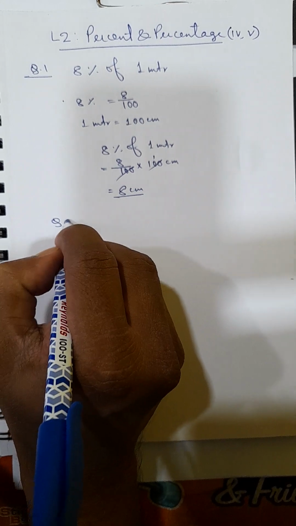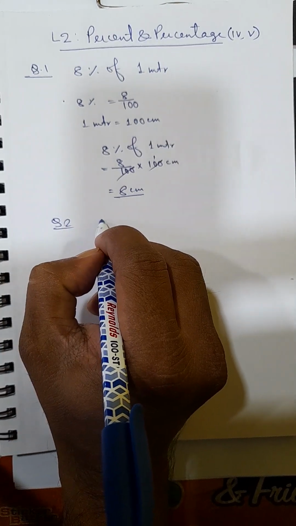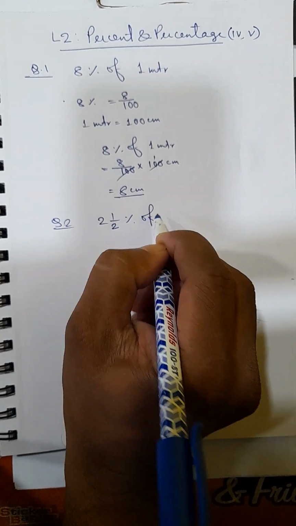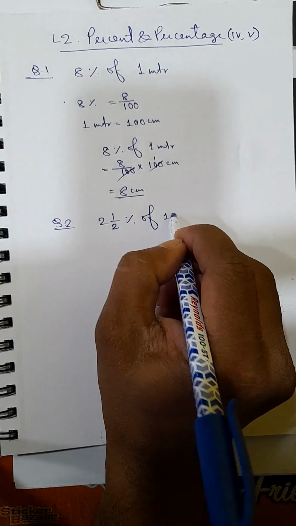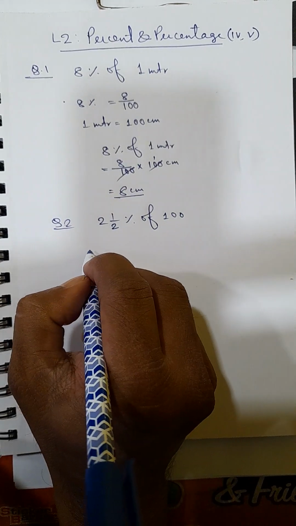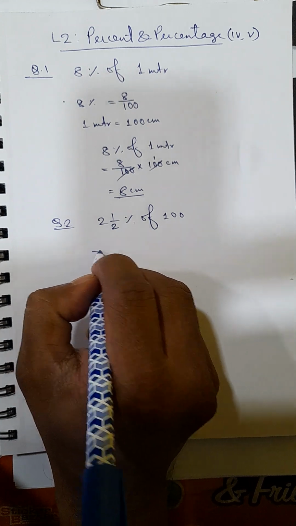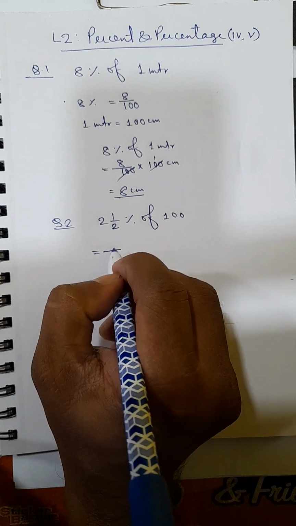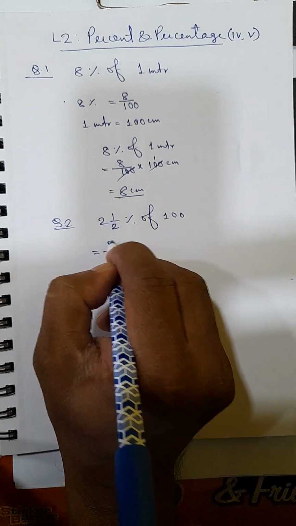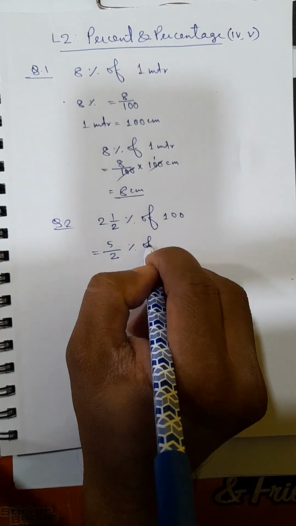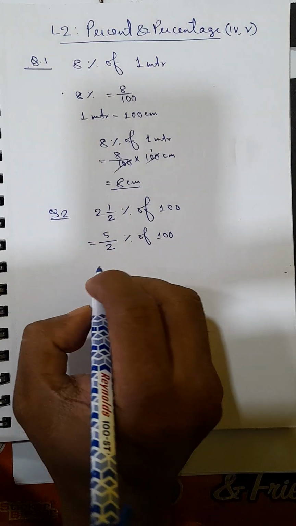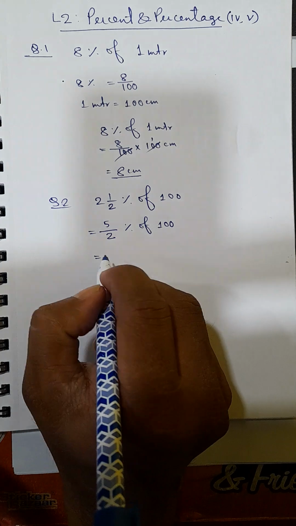Next, suppose what is 2.5% of 100? Find 2.5% of 100. Now 2.5% means you convert this into an improper fraction: 2 into 2 plus 1, 5. So 5 by 2% of 100.